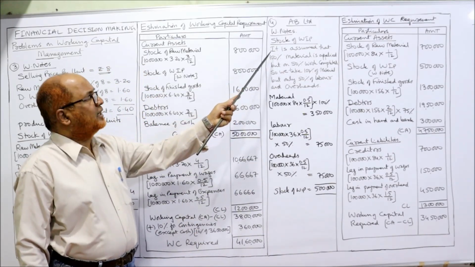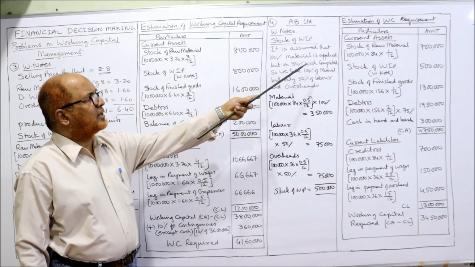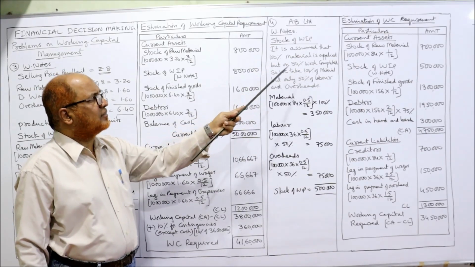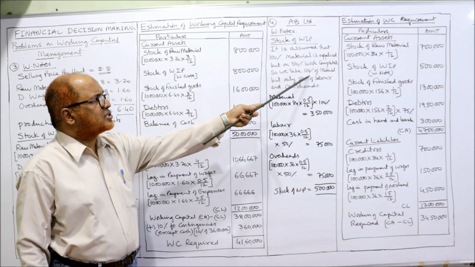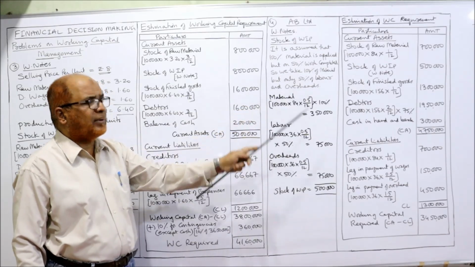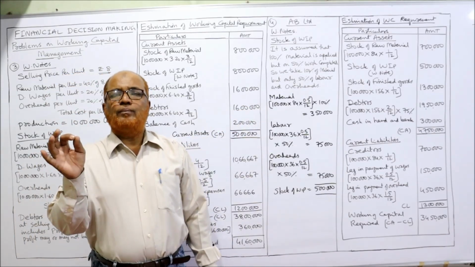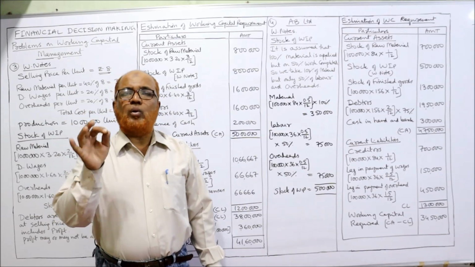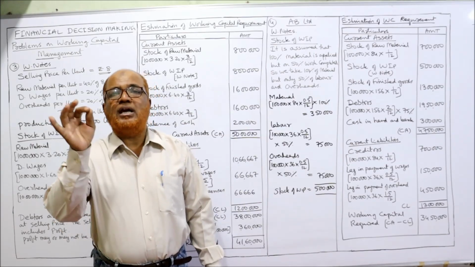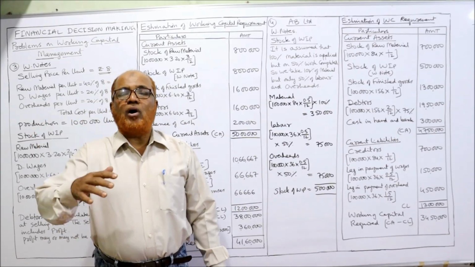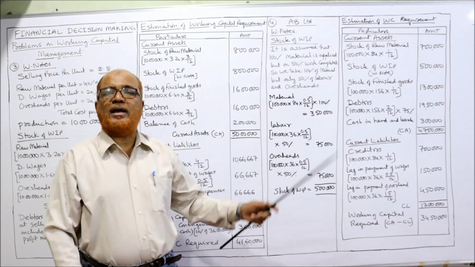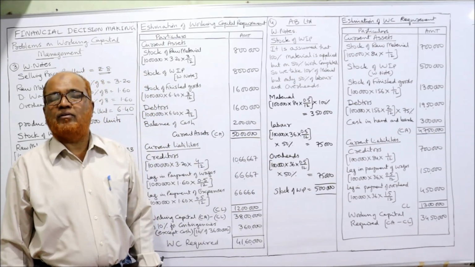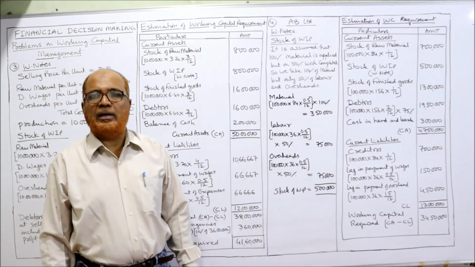Stock of WIP. It is assumed that 100% material is applied but only 50% work completed. So we take 100% of material but only 50% of labor and overheads. I told you, for work in progress, we have to write the assumption in the examination: on what assumption basis you are calculating work in progress, WIP.